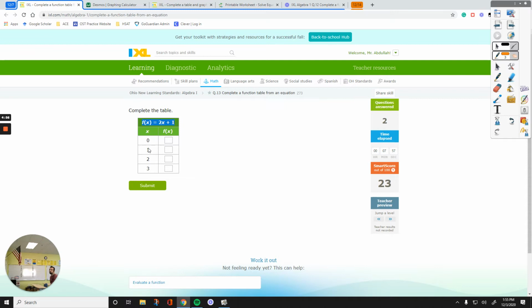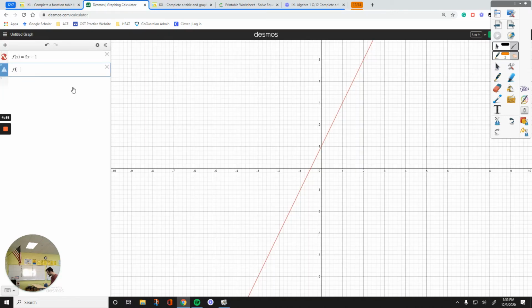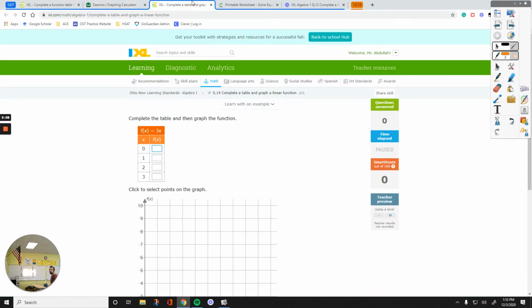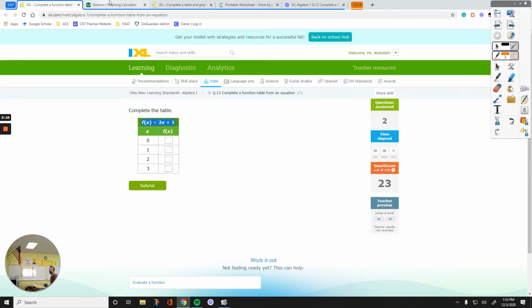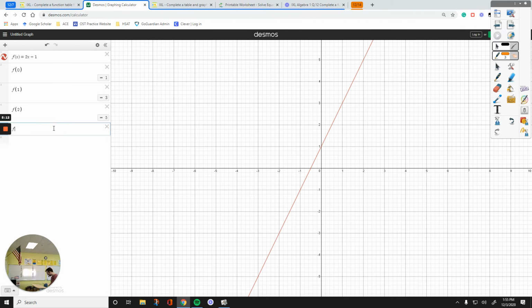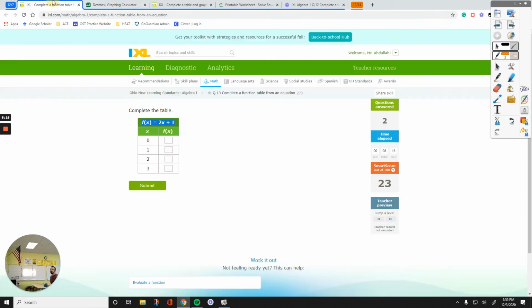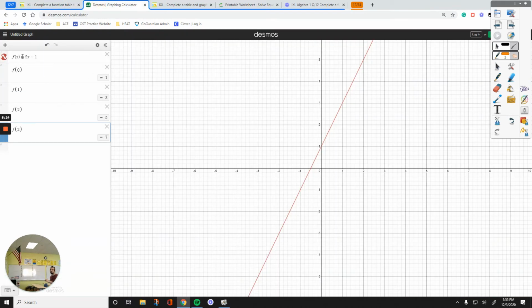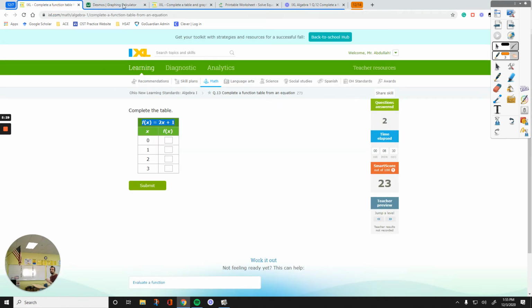I'm going to find f of 0, f of 1, f of 2. I'm just making up those numbers. And then the last one is f of 3. So basically the table tells me what happens if you put 0, 1, 2, 3 into the function machine, right? That's my function, f of x equals 2x plus 1. It was given in the question. I just copied and pasted it.